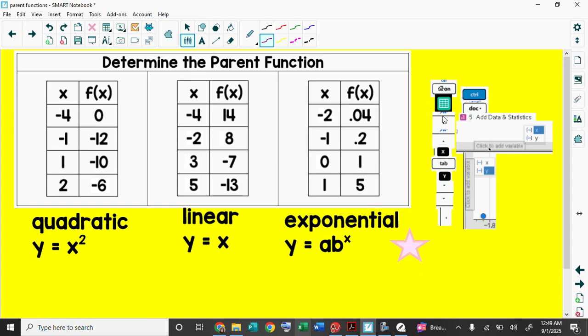Home, list and spreadsheets, up, up, X, tab, Y, down, down, left. Then you put all the numbers in. Control Doc 5. Click on the bottom axis X, click on the side axis Y, and then look at it all. You can copy that down, or if you think you got it, you got it.